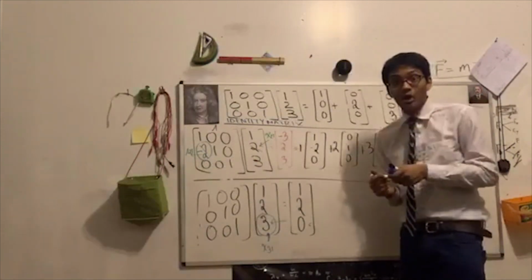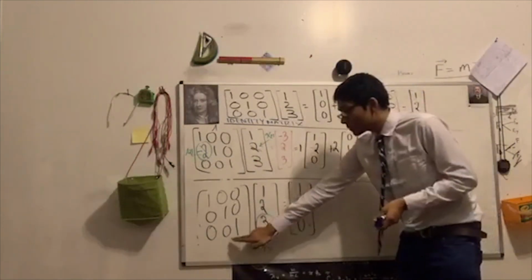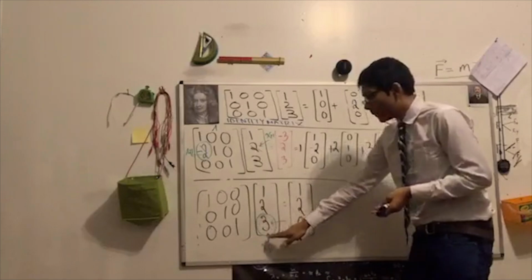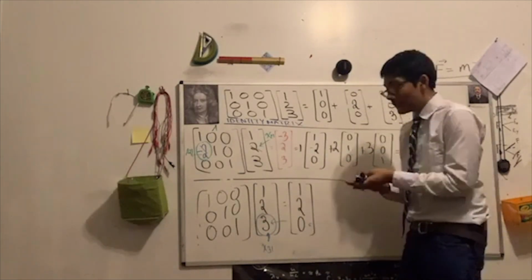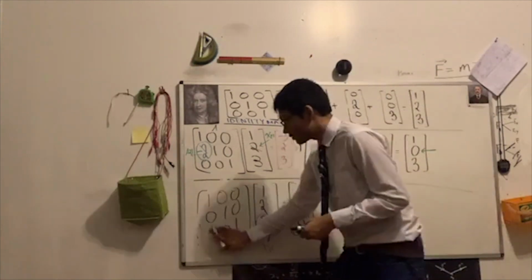Okay, this is what I know. I know for a fact if I multiply this identity matrix by this vector, I will get back the same vector. But now I'm going to make a little change.